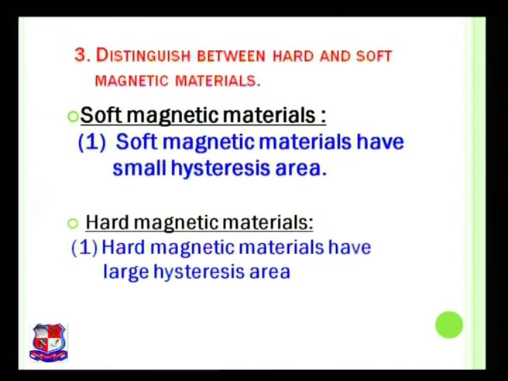This is the third question through which you will gain how we can distinguish hard and soft magnetic materials. Let us distinguish hard and soft magnetic materials. In our slide, we have represented hard magnetic material and soft magnetic material. It represents how they differ from each other.